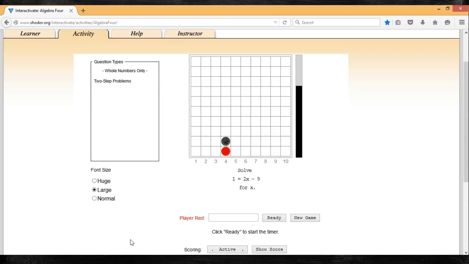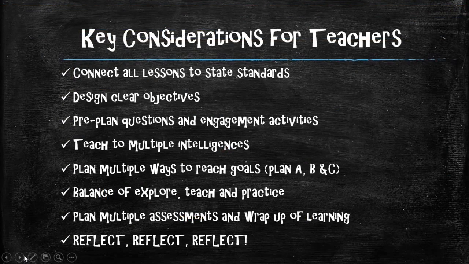But that, in short, is the entirety of our online game. It's a real quick way to just have students compete against each other and learn math at the same time. Key considerations for teachers.